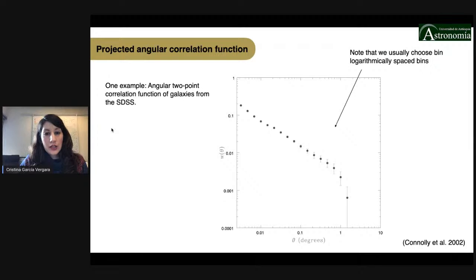Here I'm showing an example of the angular correlation function measured for galaxies from Sloan in 2002 by Connolly et al. You can see that we always use logarithmically spaced bins here. That is because this allows us to better trace the small scales, in which the clustering signal is expected to be much stronger than at large scales. That is why people normally use logarithmically spaced bins.